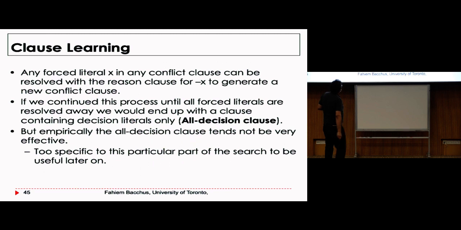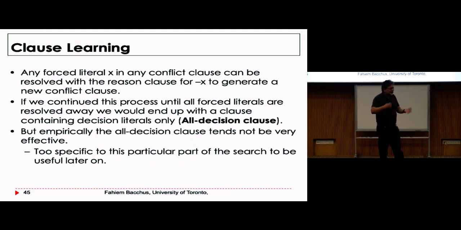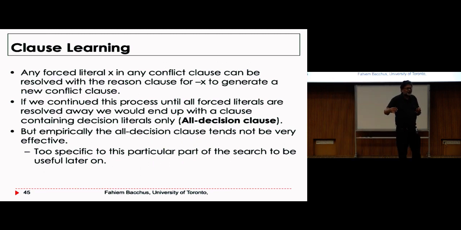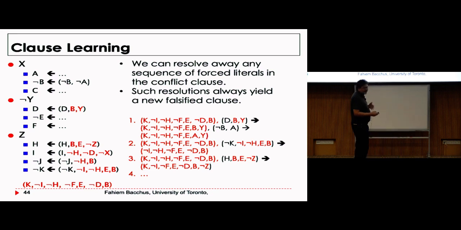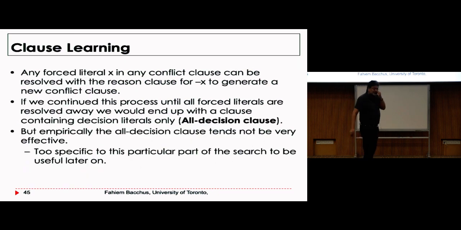Now, you could keep on doing this. You could do this iteratively until the resultant clause has only decision literals in it. In other words, if you kept on doing this, if you take this D and you resolve it away, you get this clause here. And then if you resolve the B away, you get this clause here. And you can keep on going, resolving all of these forced literals away by their reasons, and you're only going to end up with decisions. Okay? And that tells you that that sequence of decisions was no good, right? And that's called the all decision clause.